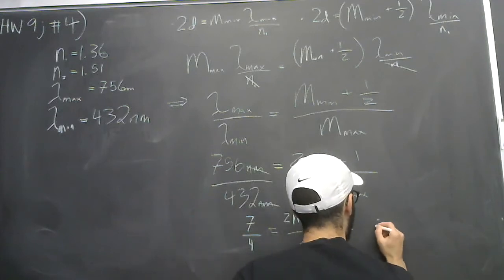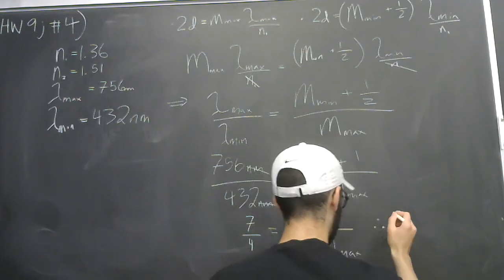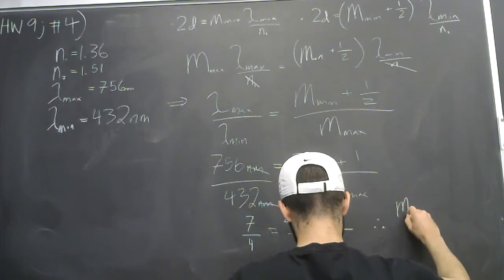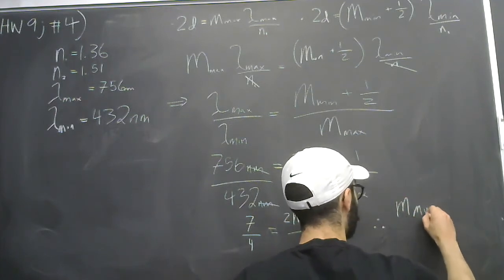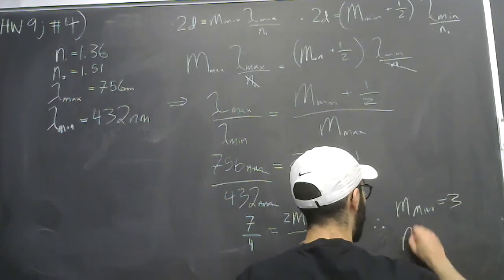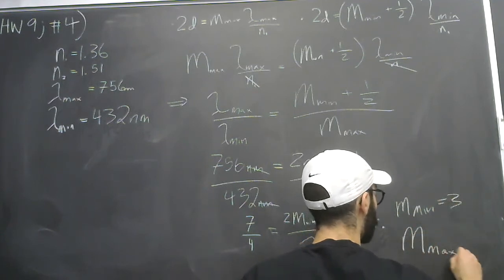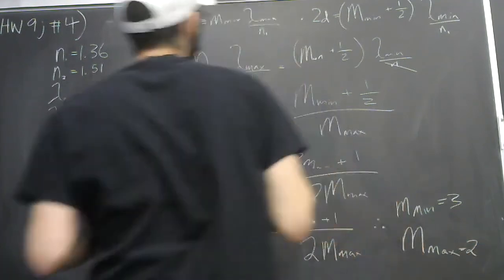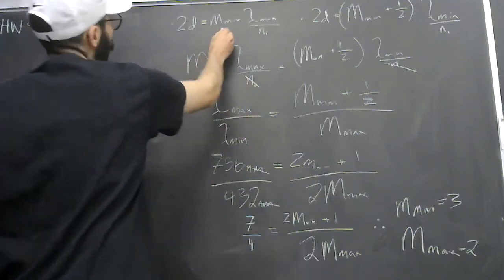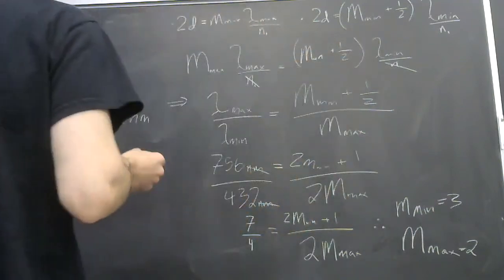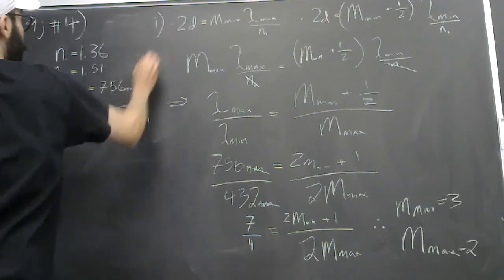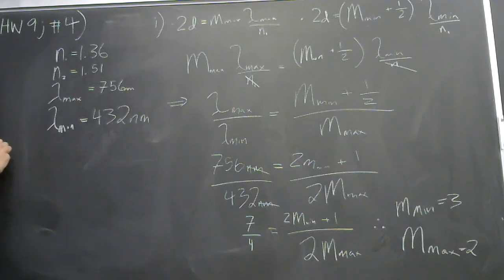So I'm going to say, therefore, these 3 little dots here. I'm going to say m min needs to be equal to 3, and then m max equals 2. So now I have 2 values that I can use to plug into either of these expressions in reality. And from that, I can solve for that d value. So I'm just going to go ahead and solve that. So I'm going to call this part 1, and then this part 2.